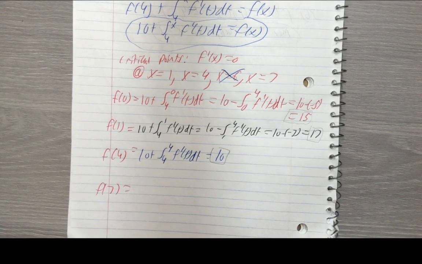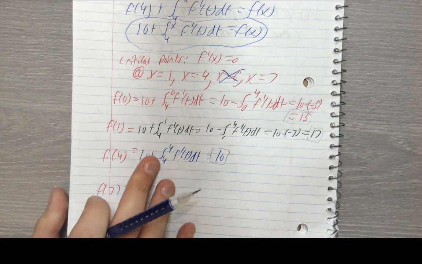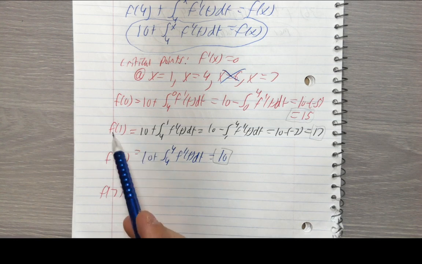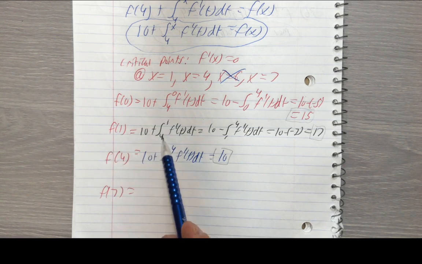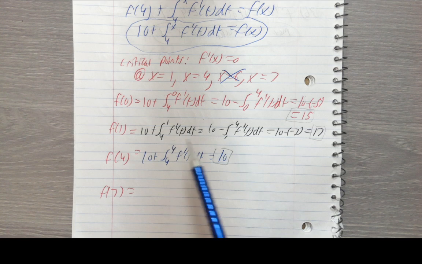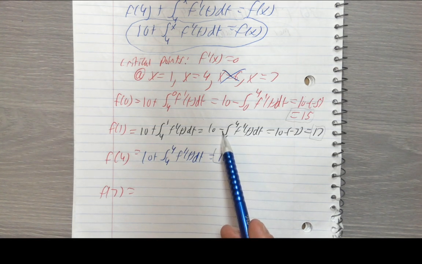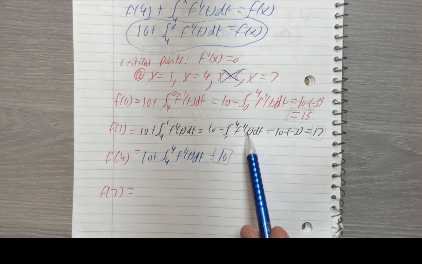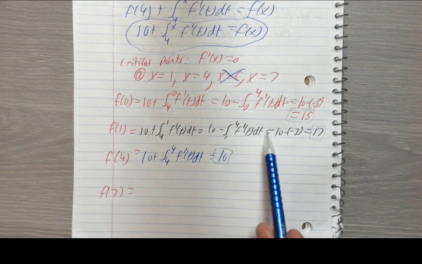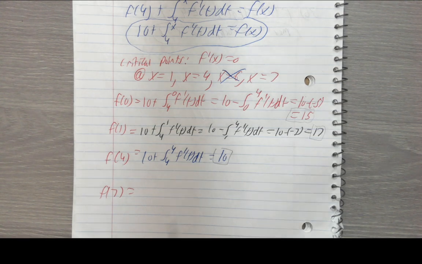Sorry, let me highlight back again what I did. So this is f of 1, replacing 1 as my bounds. Flip them and put a negative out front, because I want my lower bound to be at the bottom. Looking at the graph, this is negative 7, the area underneath that curve. So 10 minus negative 7 gives me 17. For f of 4, it's 10 plus the integral from 4 to 4. Any integral that has the same upper and lower bound is always 0. So 10 plus 0 is 10.